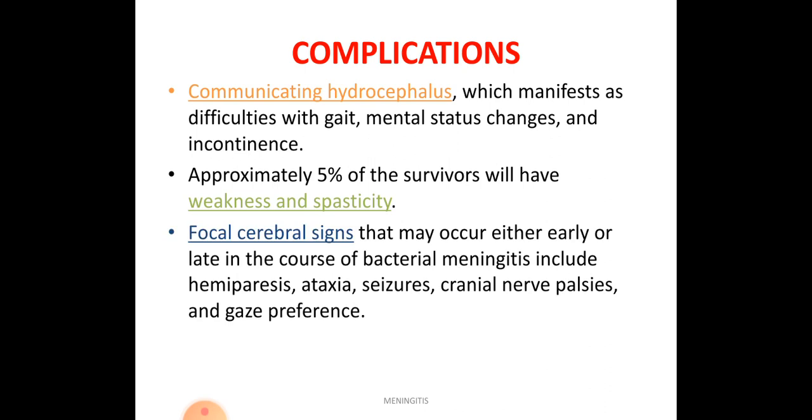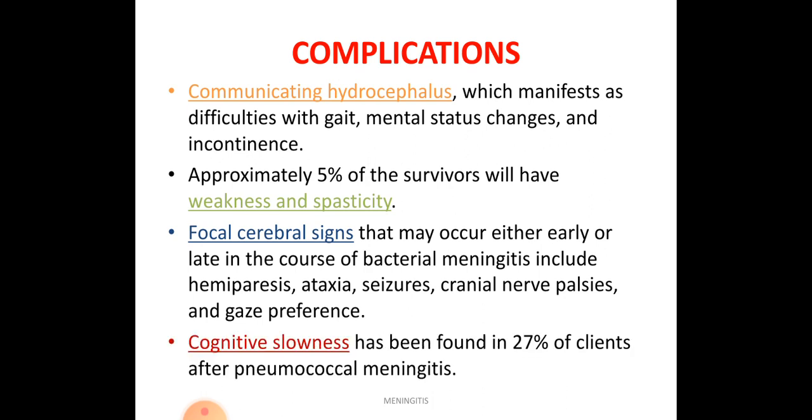Now, a few cerebral signs will also occur as part of the complications, either early or late in the course of bacterial meningitis. These may include hemiparesis, so half side of the body will be weak; ataxia, that is lack of coordination; seizures, that is involuntary contraction of the body. Seizures are nothing but convulsions. Also cranial nerve palsy, generally vestibulocochlear nerve palsy, as we discussed, and gaze preference, which is nothing but because of extraocular muscle weakness or palsy. And cognitive slowness is found in 20% of the patients affected by pneumococcal meningitis as a complication.